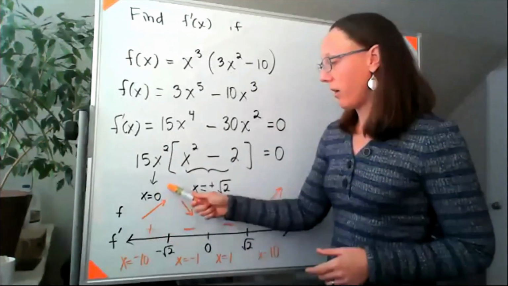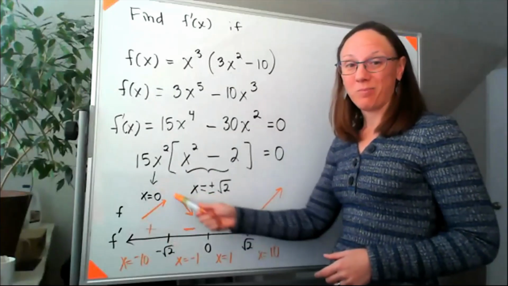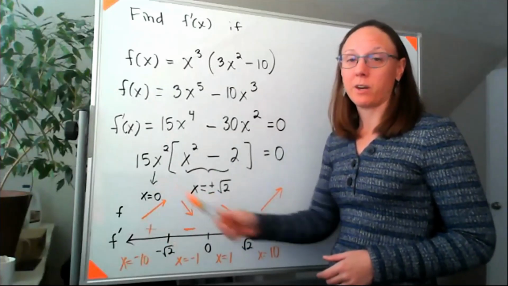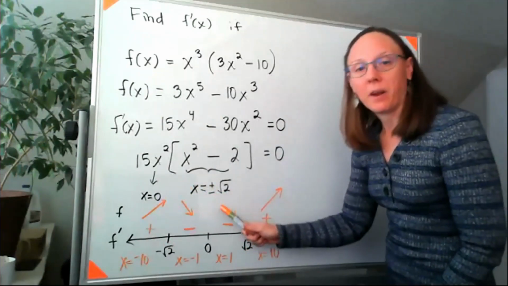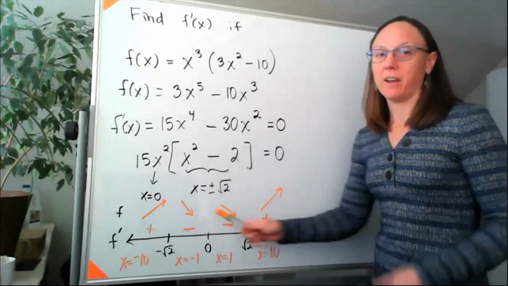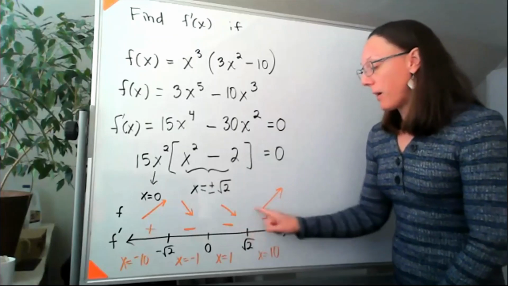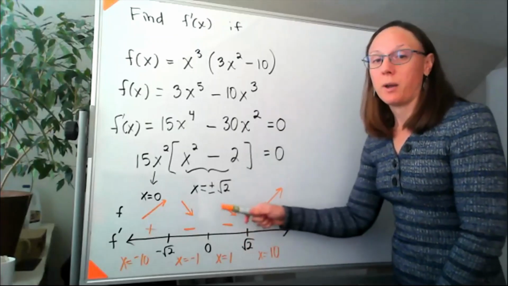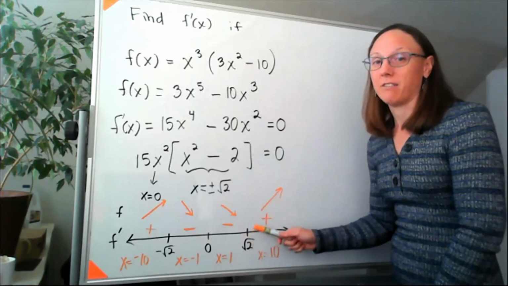Okay, so I'm going up and then going down. So if I was going up and then going down, this point right here must have been a relative maximum. Here I'm going down, but then I'm going down some more. So I wasn't at a maximum or a minimum yet because I'm still going down. Thinking about when x equals square root of 2, I'm going down and then going back up. So this must have been a relative minimum.